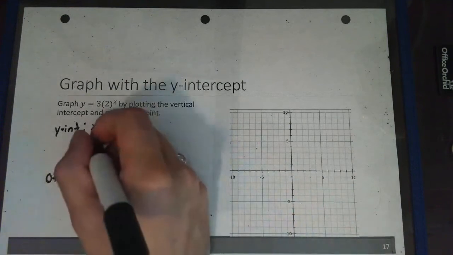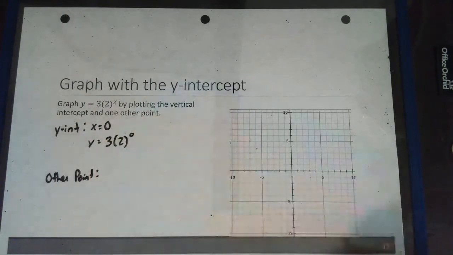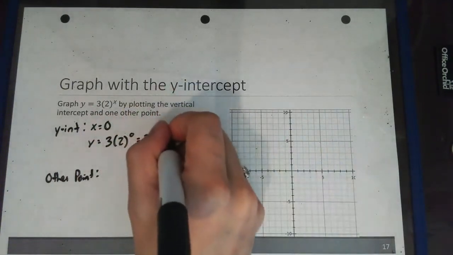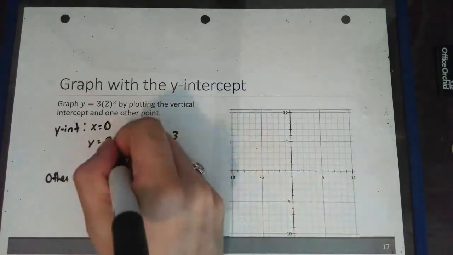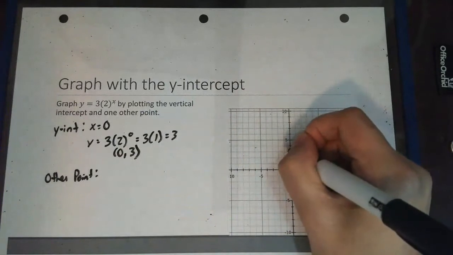So if I plug in x equals 0, I'll get y equals 3 times 2 raised to the 0 power. But 2 to the 0 power is 1. So this is 3 times 1, which is 3. When x equals 0, y equals 3. That's it right there.